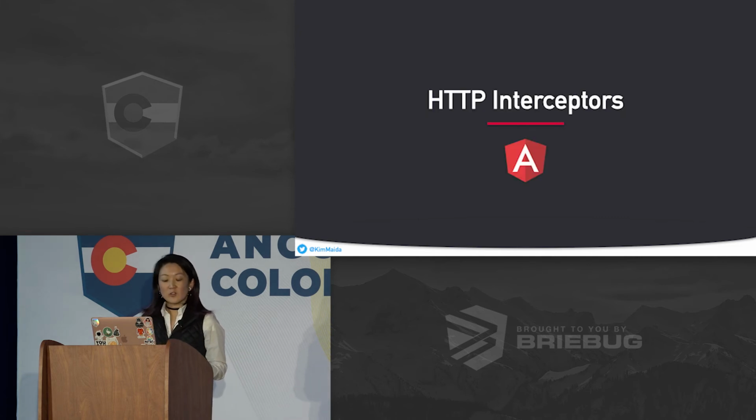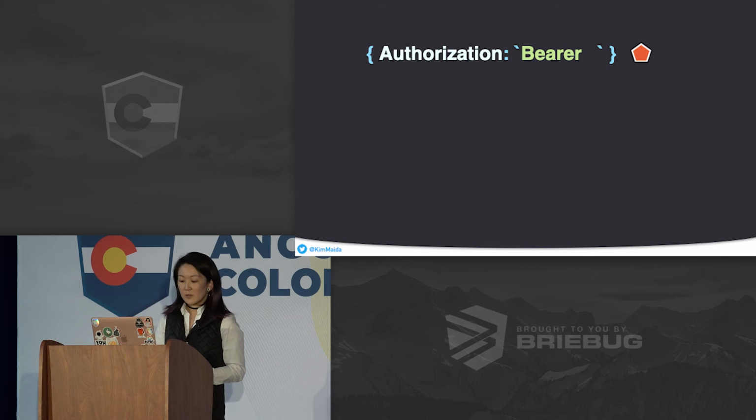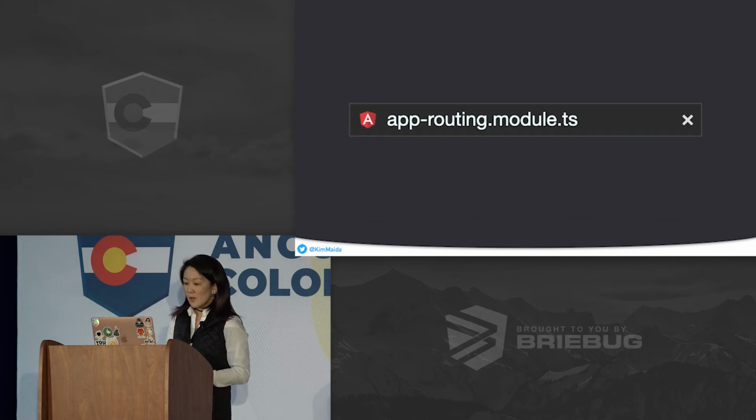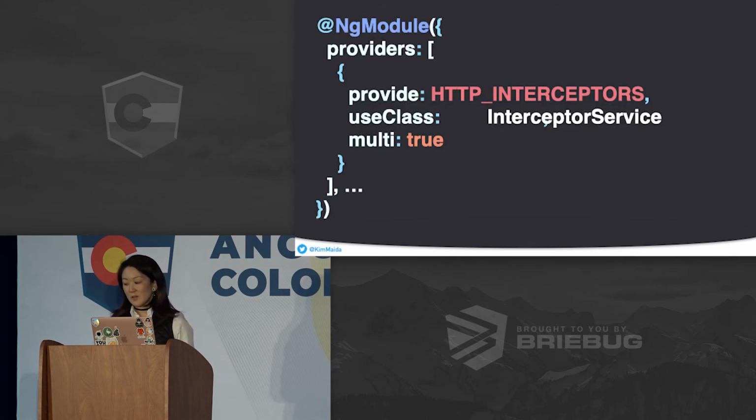And these are services that transform our requests or responses. So when we call our API, what we can do is intercept requests using an interceptor service, and then we can attach the token in the authorization header of this outgoing request, and then send that request on its way to the API.